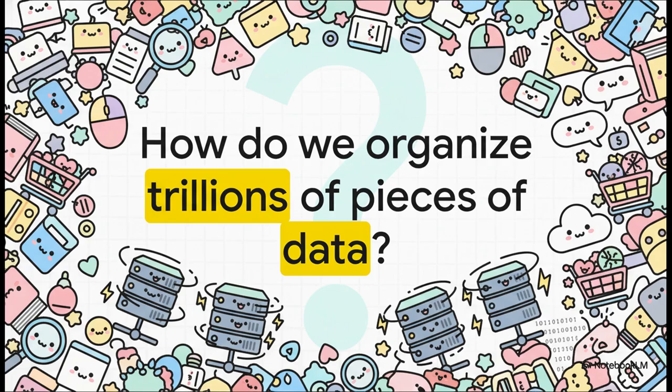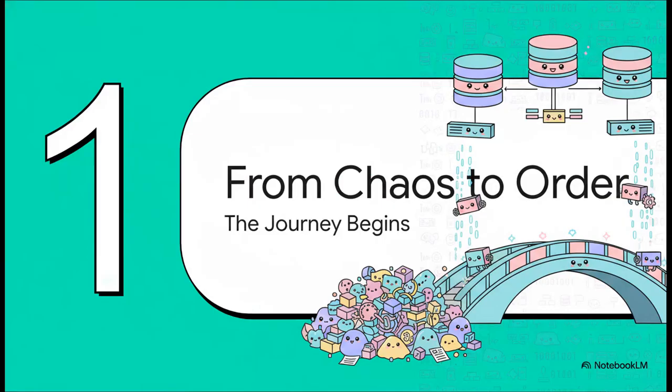Every single time you click something, buy something, all that information has to go somewhere, right? So how on earth does the world organize trillions and trillions of these little pieces of data without losing a single one? That's the huge challenge we're going to unpack today. We're starting from a world of just pure, messy data. All right, so our journey starts right here.